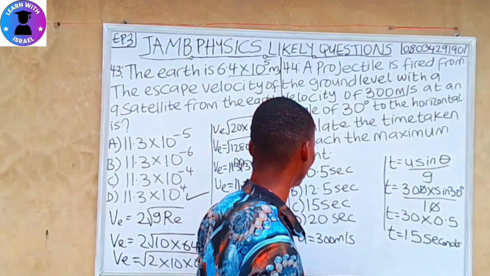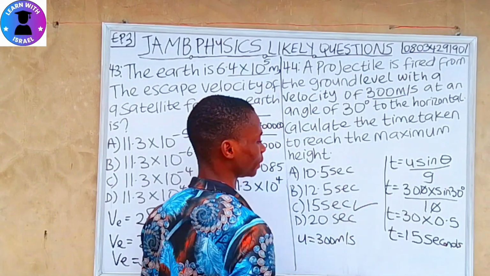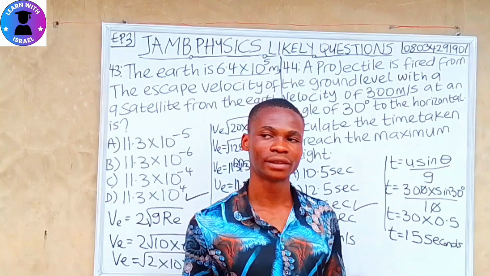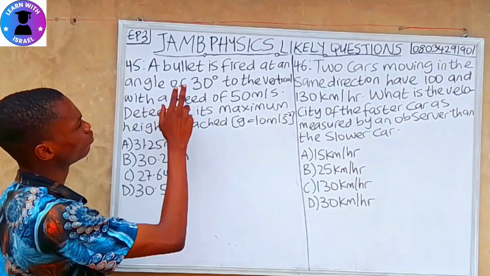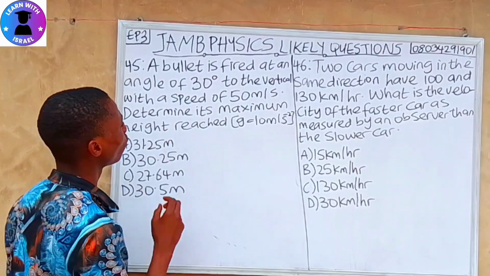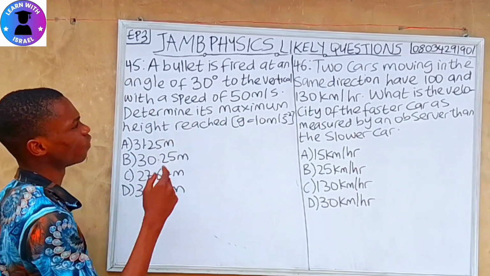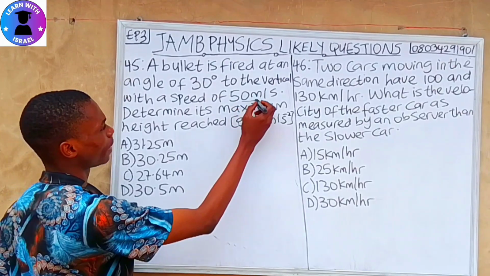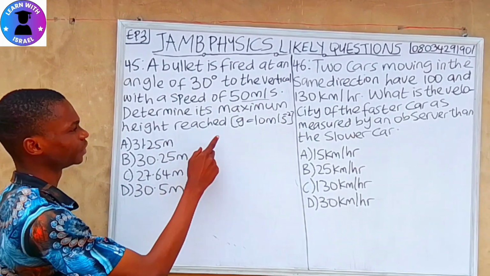So let's check our option. You can find it in option C. 15 seconds is the correct answer. So guys, let's move to the next one. Question 45. A bullet is fired at an angle of 30 degrees to the vertical with a speed of 50 meters per second. Determine its maximum height reached.